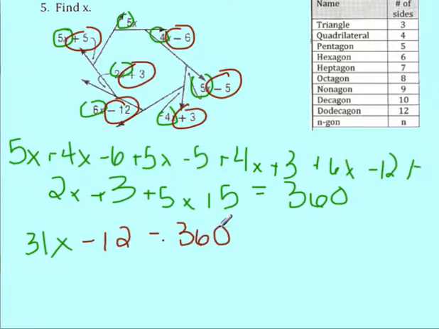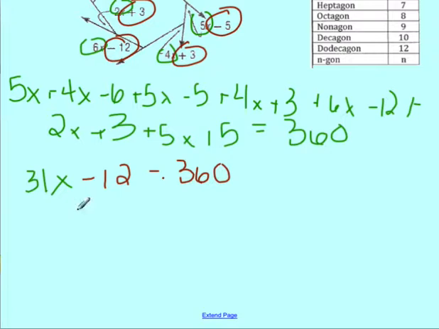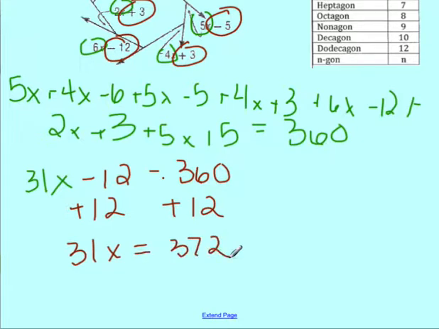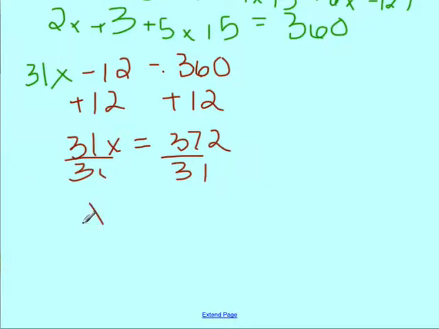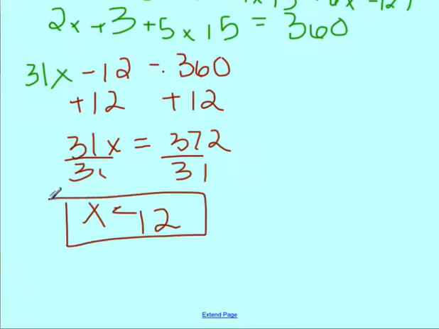So now we have a more straightforward problem that we can solve for x. I'm going to add 12 to both sides, and then I get 31x is equal to 372. Now I need to solve that for x. Well, that 31 is being multiplied by x, so I'm going to divide both sides by 31 to cancel it out. Then I get 372 divided by 31, which is going to give me 12. So for that one, x is equal to 12.